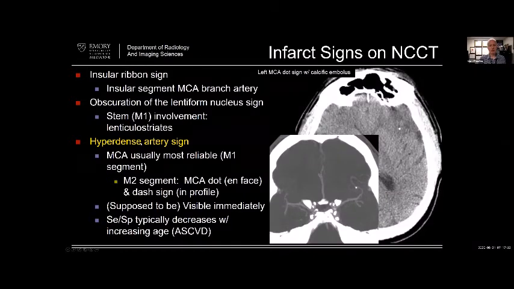People focus a bit on the hyperdense artery sign, at least in the last few years. How long is it? Where's it located? Things like that. I'll show you a case here in a second. Typically, the MCA is more reliable. There's a dot sign, and as you can see on that case, it's supposed to be visible immediately. Not as useful as the patient gets older because of atherosclerotic disease. Trying to think of what older means. I like to say it's your age plus 20 years, no matter what your age is. But in general, when you think of atherosclerotic disease, it's older.